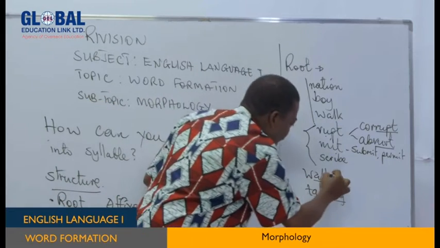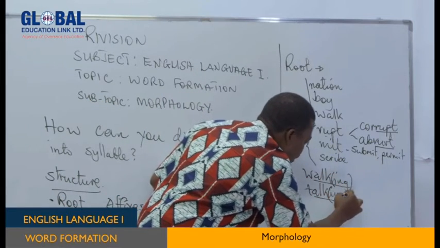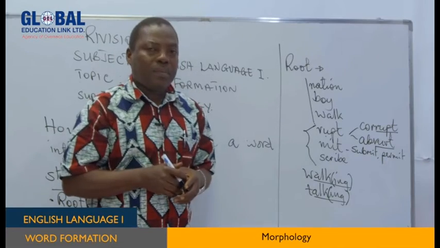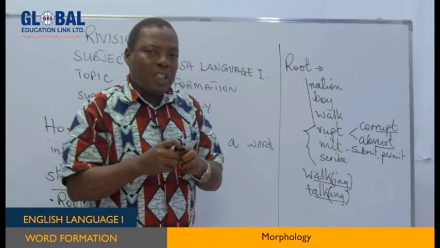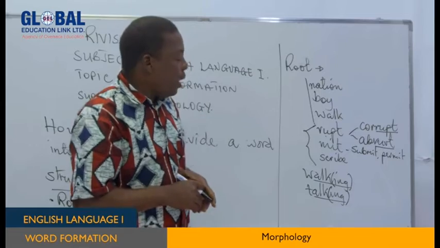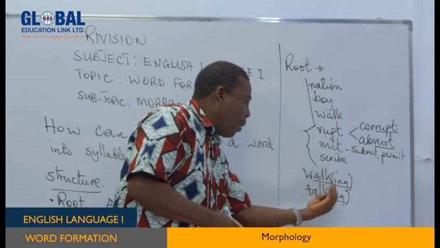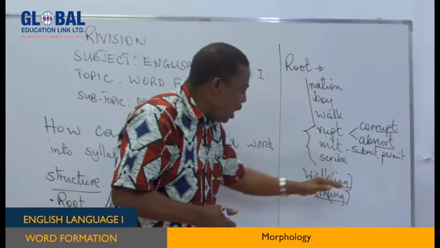But we have the ing as an element being attached. So anything attached cannot in any way be part of the root. So think about the other part, like walk and talk.